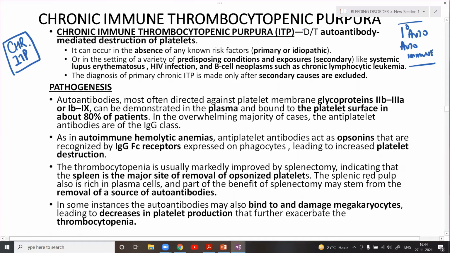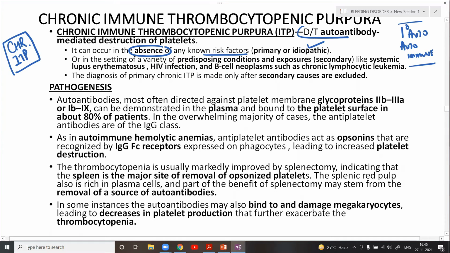So it occurs because of autoantibody mediated destruction of the platelets. And it should occur in the absence of any known factor, so it should be idiopathic in nature. There should be no known cause for the existence of autoantibodies. So you have to rule out whether the patient has taken any drugs, rule out any secondary autoimmune condition, and rule out any infection. That is called primary.